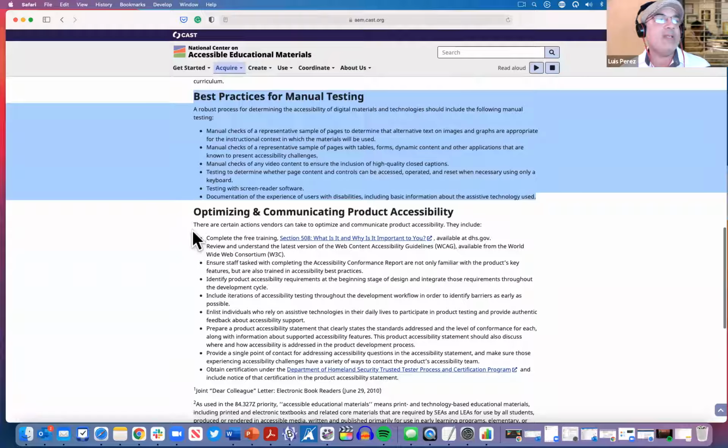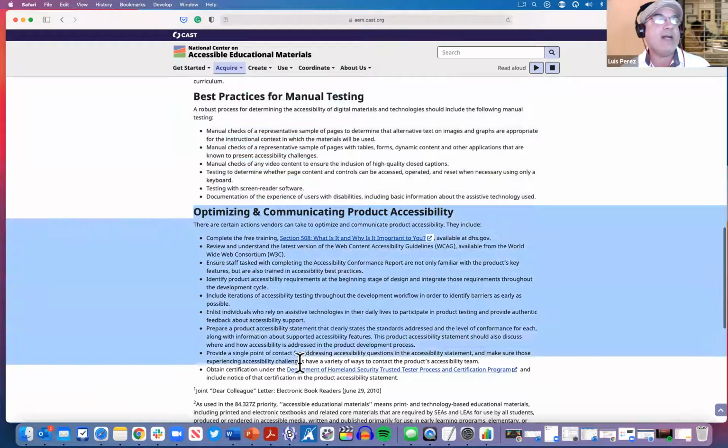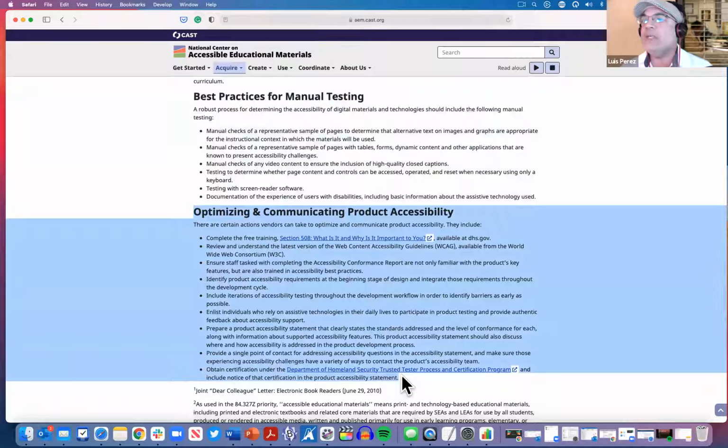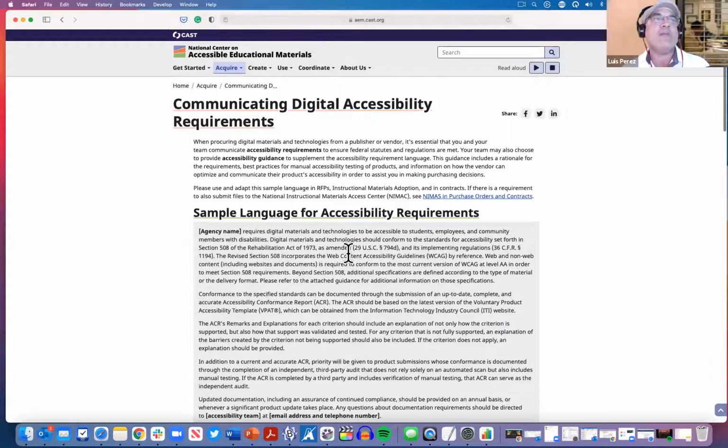And then there's some information here for vendors, how to optimize product accessibility. So as you're engaging in those conversations, you can share this language here. These are some of the things you can do to optimize your products for accessibility. So we can continue that conversation with them and really bring about change, not just in that one product that you're purchasing, but in their practices going forward, so that when they update that product or develop new products, they're following these best practices. So that's all in this one page around how do we communicate digital accessibility requirements.